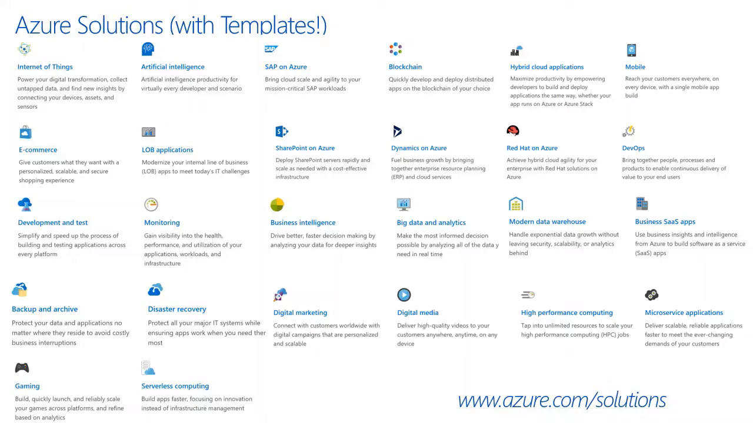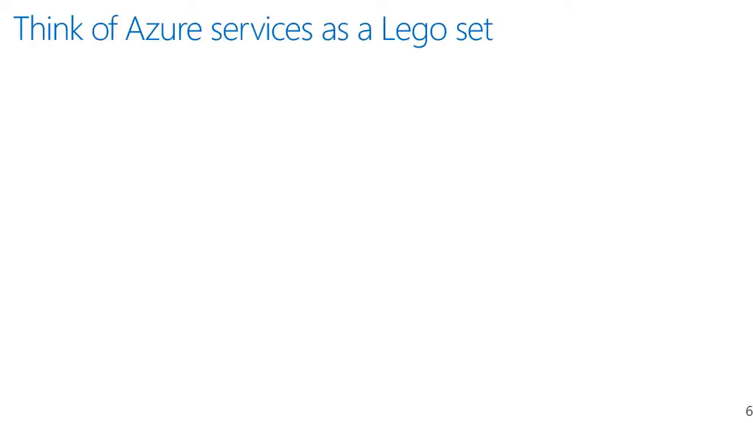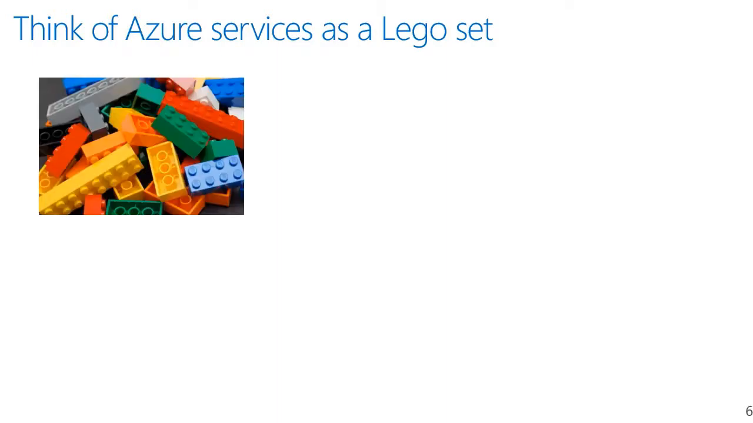So when you go to azure.com/solutions, you can actually get a reference architecture that gives you an overview of the different components that are needed to develop, to deploy, or to deliver any of these solutions out there. Hence your job as an Azure architect, or a cloud architect, is thinking of Azure services such as a Lego set. I like to use this analogy.